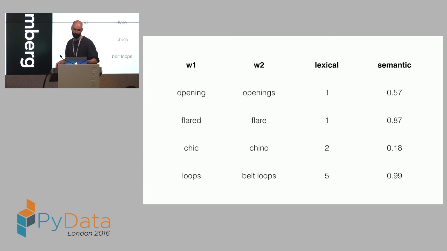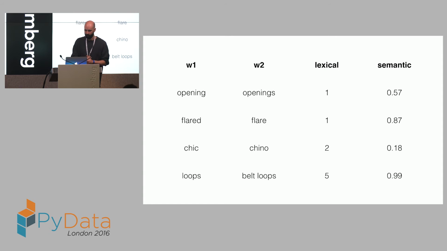I think the most interesting one is loops and belt loops. They're very far apart in terms of edit distance, like 5, but they're almost identical in the semantic space. That's telling us that we never use the word loops outside the context of belt loops. You'd never use loops in another context in our fashion data. So you can start seeing we're getting power about what words matter and how they're related.